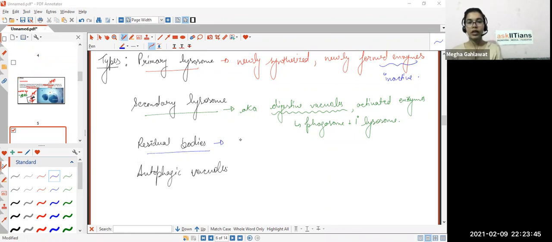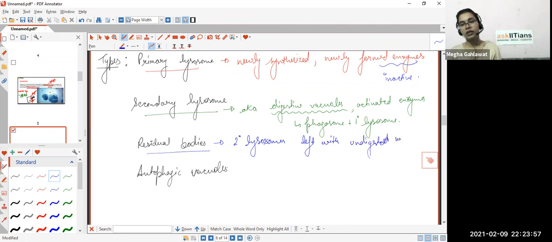So these secondary lysosomes left with undigested material and inactivated enzyme are called the residual body.